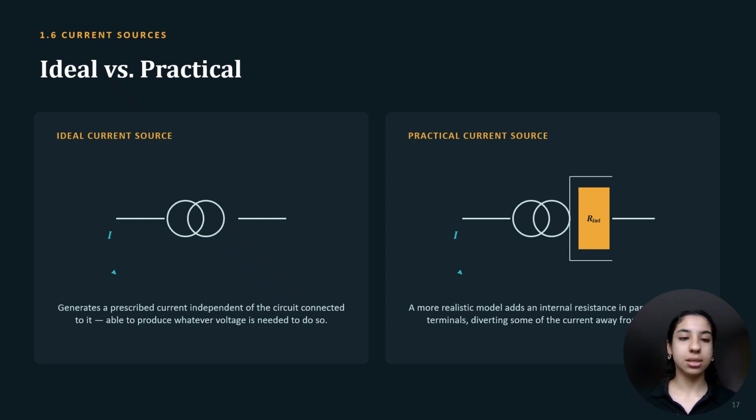So now let's remember again what an ideal versus practical current source could be. Practical current sources are different because they are a more realistic model, because of the internal resistance. So resistance can spoil a bit of everything in a circuit. We should never forget about the internal resistance.